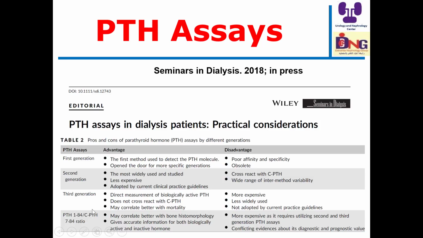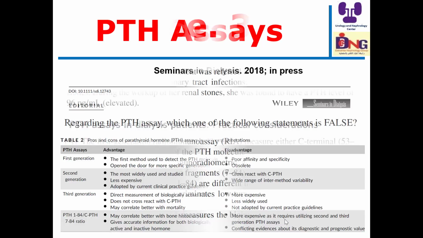What about measuring the ratio between intact PTH and C-PTH 7 to 84? This may correlate better with bone histomorphometry and may give accurate information for both biologically active and inactive hormone. However, this is a more expensive modality as it requires utilizing second generation, because in second we measure both intact and C-PTH, and third that measures intact PTH alone. So it is more expensive and with conflicting evidence about its diagnostic and prognostic value.